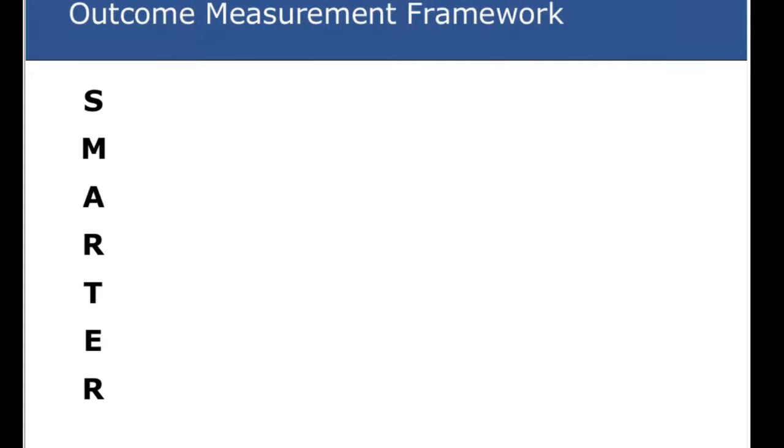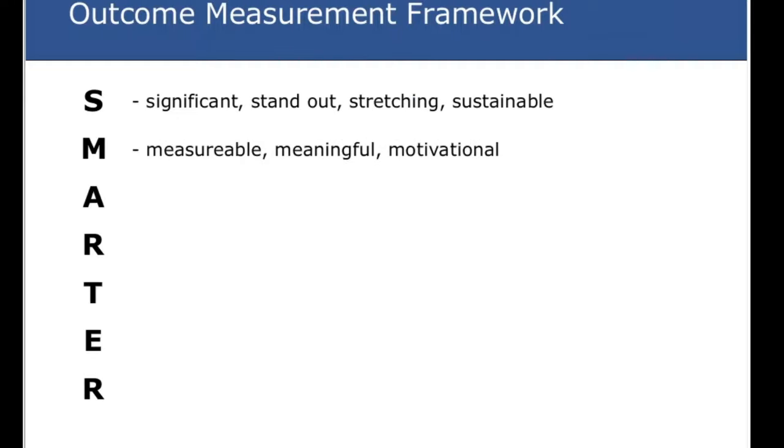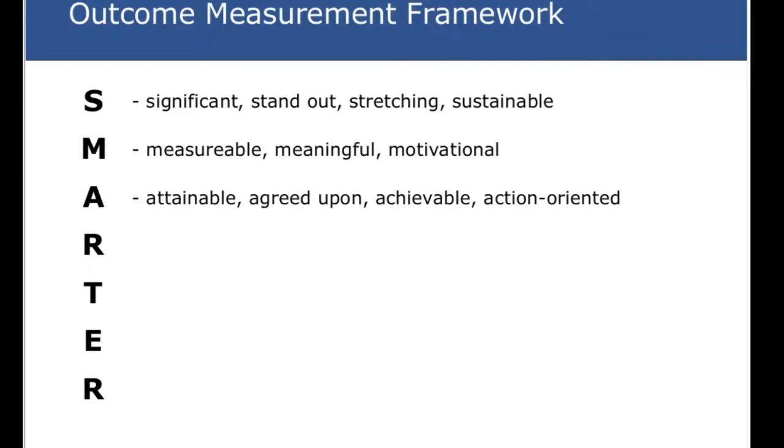So overall, there's a framework for an outcome measurement approach using the acronym SMARTER, which means for the S that the measurements are significant, they help your organization stand out and stretch so that they're sustainable, that what you're monitoring is measurable, it's meaningful and motivational for everybody involved, that the goals and the key indicators are in fact attainable, that they're agreed upon before you even begin the process, and that you can achieve them.